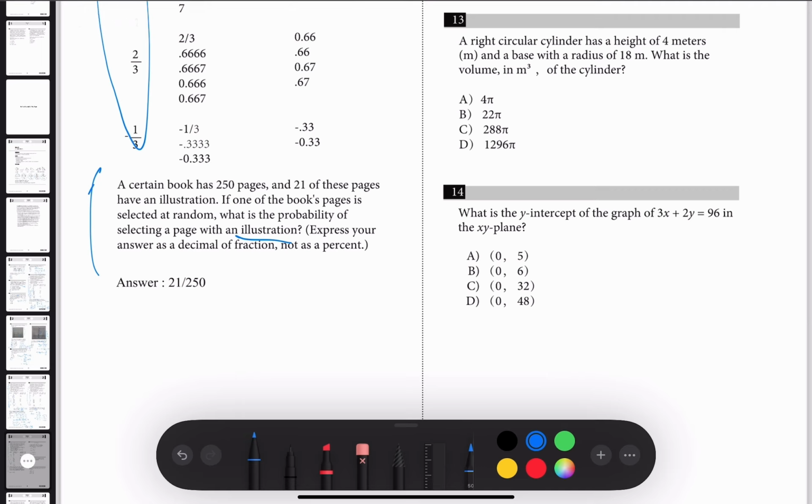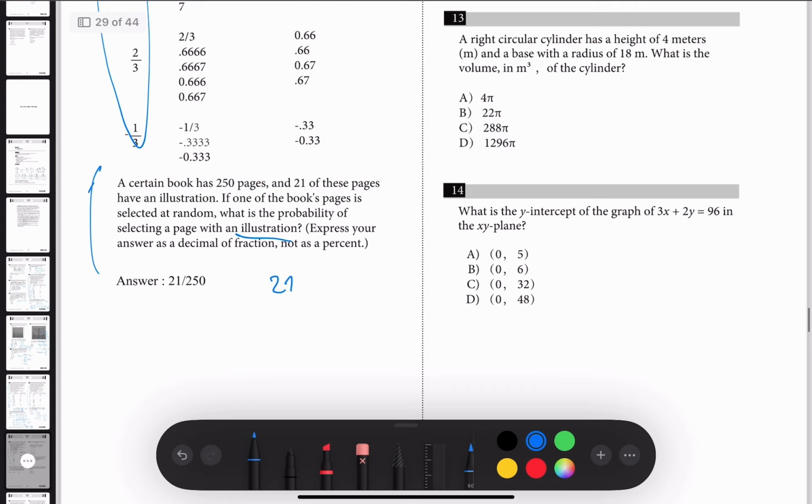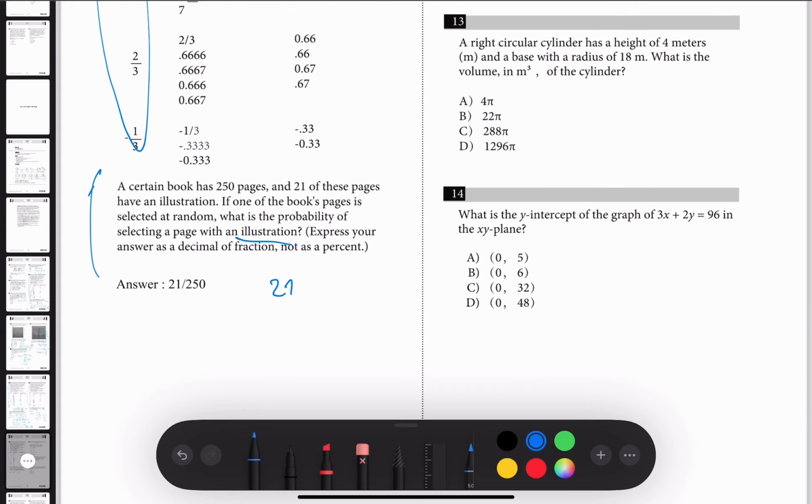The probability of selecting a page with an illustration: you have 21 pages that have an illustration. So the numerator will be 21 and the denominator will be the total pages of that book. In this case it will be 250, so the answer is just 21 over 250.